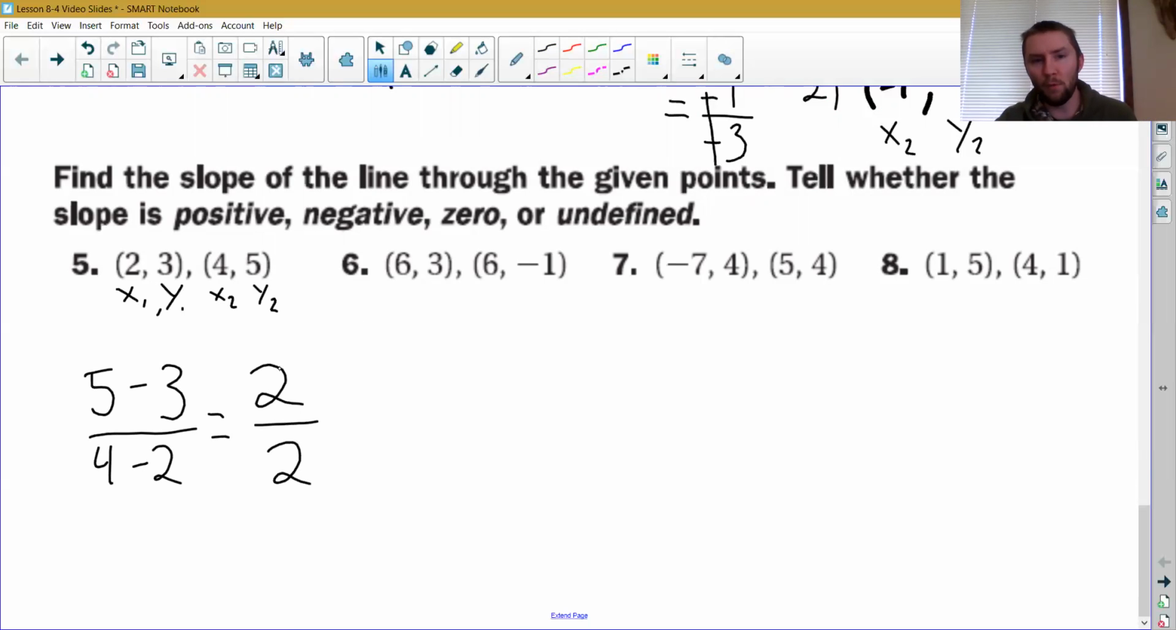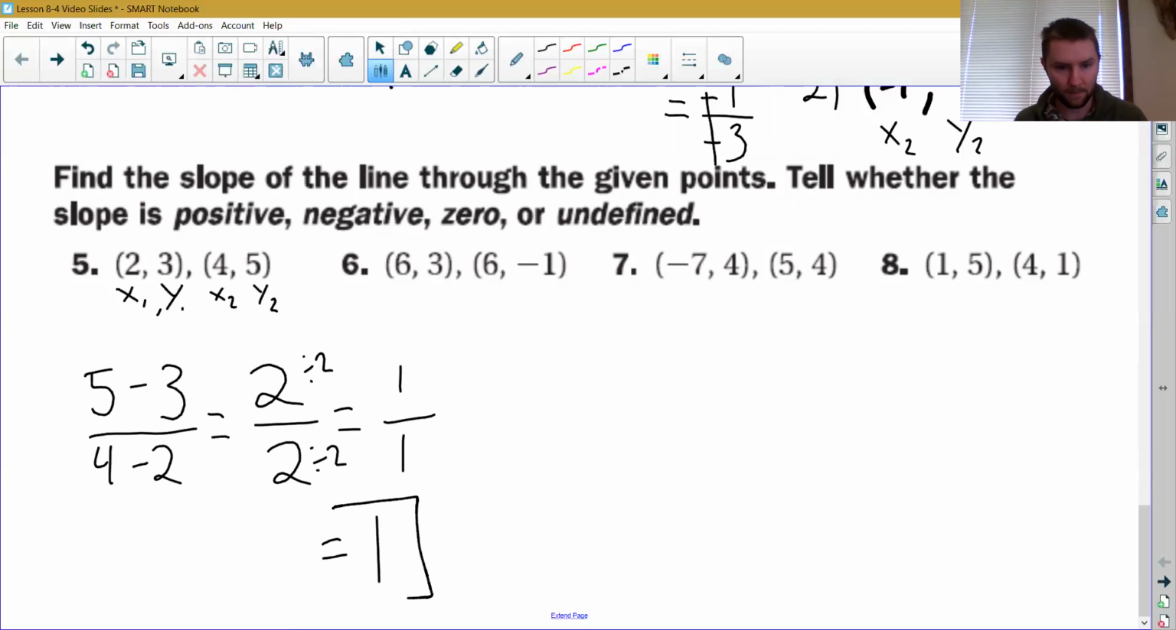Now 2 over 2, both of these numbers can be divided by 2, right? Or we can just recognize that when we have the same number on the top and the bottom, that fraction is really equal to 1. 1 over 1, and anytime I see a 1 on the bottom of the fraction, remember that I don't really need it to be there. So this slope would just be 1. Okay, that slope is 1.